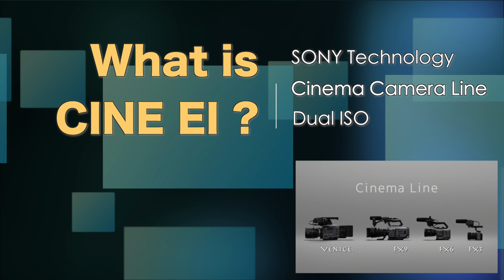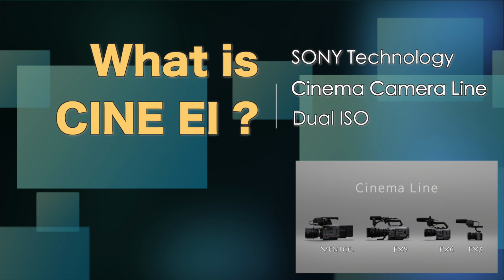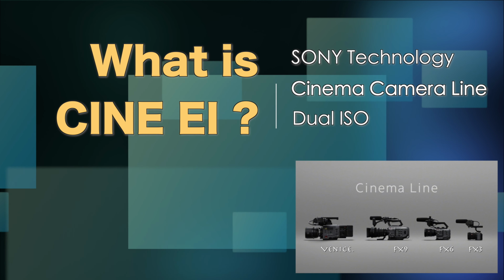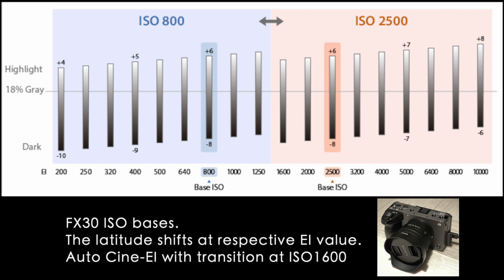Why 2 base ISO? Well, the literature says the lower ISO is for bright scenes and the higher ISO for low light situations. Refer to the chart for the FX30 example. The position of the vertical bar shows how the latitude shifts at the corresponding EI. At lower EI value, you gain more shadow details at the expense of highlight.